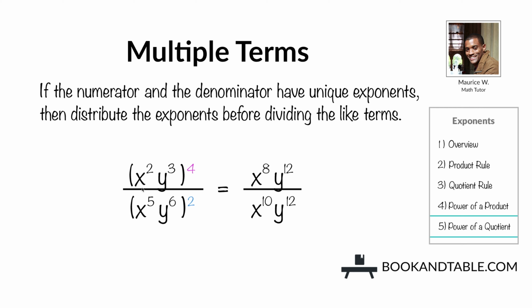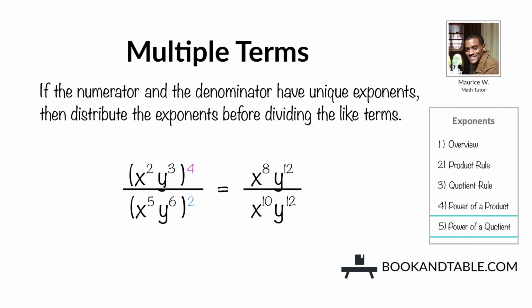So in this case, we have x squared y cubed to a power of 4 divided by x to the 5th y to the 6th squared. So before you can divide your x's, you first need to distribute this 4 to this exponent 2. That would give you x to a power of 2 times 4, which is x to the 8th.